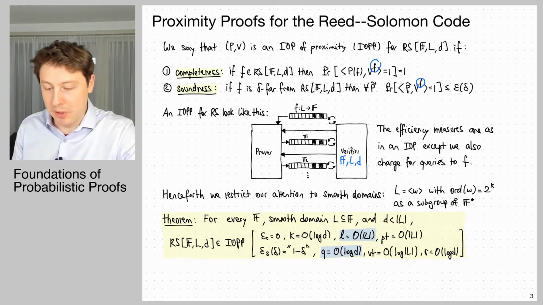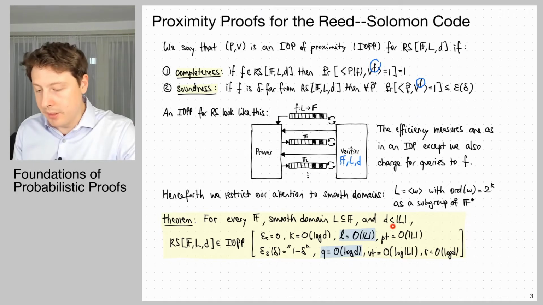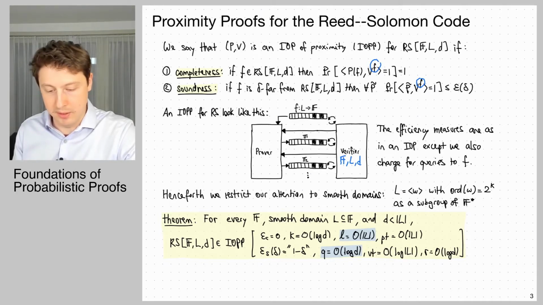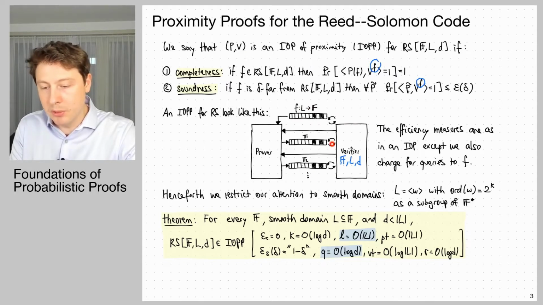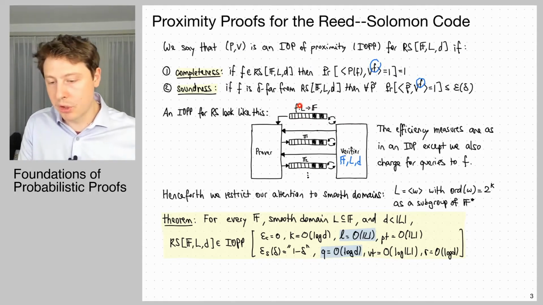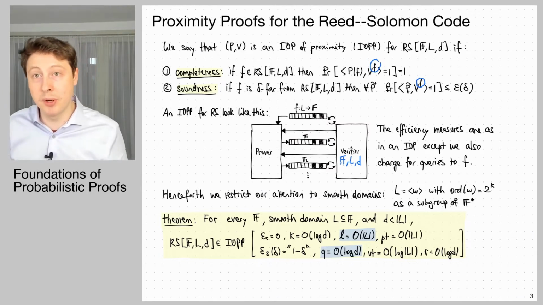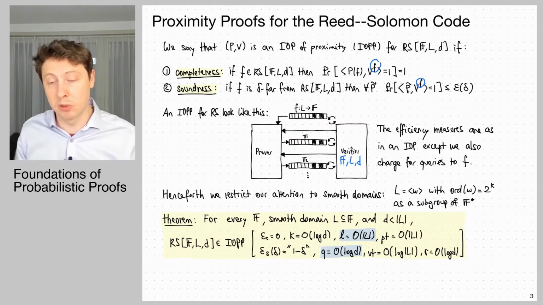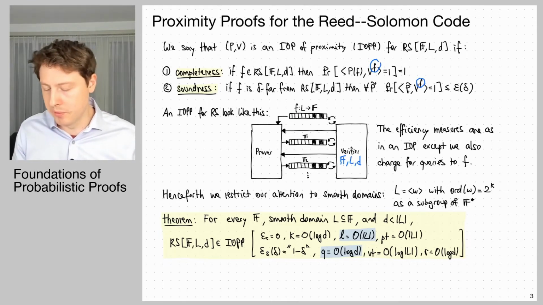Why? Because the theorem is going to be about that. For every F and for every smooth domain and for every degree that makes sense, we're going to construct an IOPP that has logarithmic round complexity, linear proof size, which means that in addition to this object, which is not part of the protocol, we're going to send an amount of information as oracles that is proportional to the original object. Okay, so it's a linear amount of information. This is in the linear proof regime, which is our goal from last time. In fact, the prover itself runs in linear time, so it's very nice.